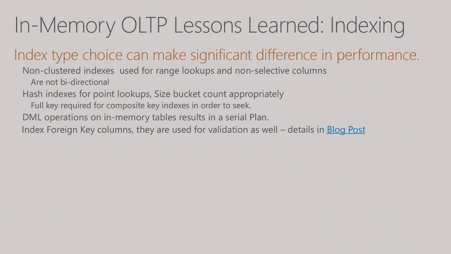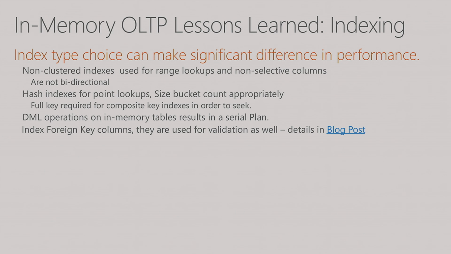But they have a concept of bucket count. And when you do a match, the whole key is hashed. So if you have an index on first name, last name, your predicate, in order to use the hash index, has to have the whole key matched. So that's one thing.